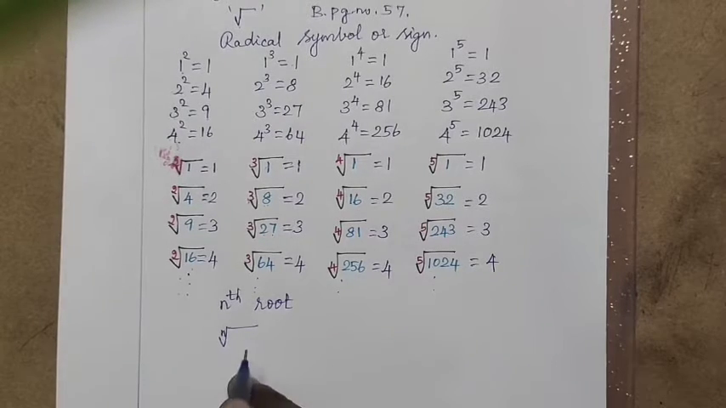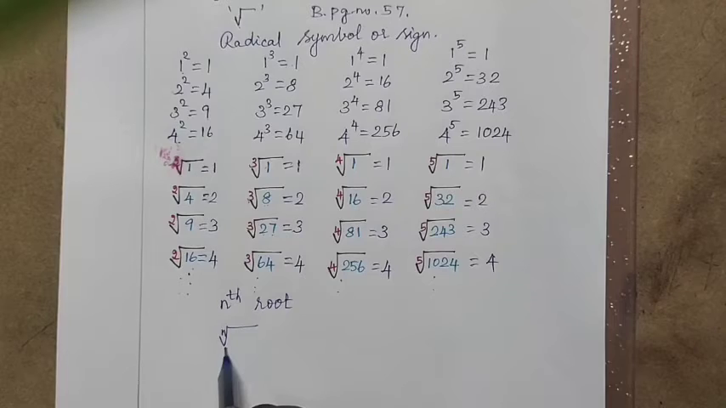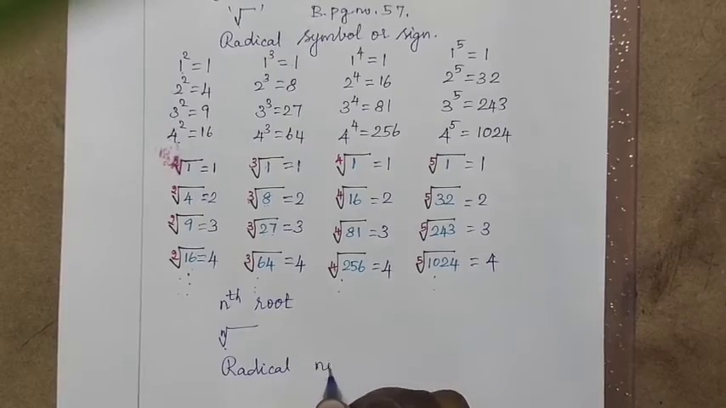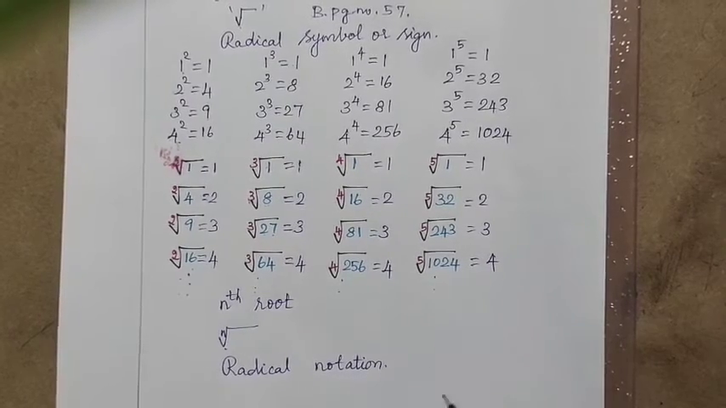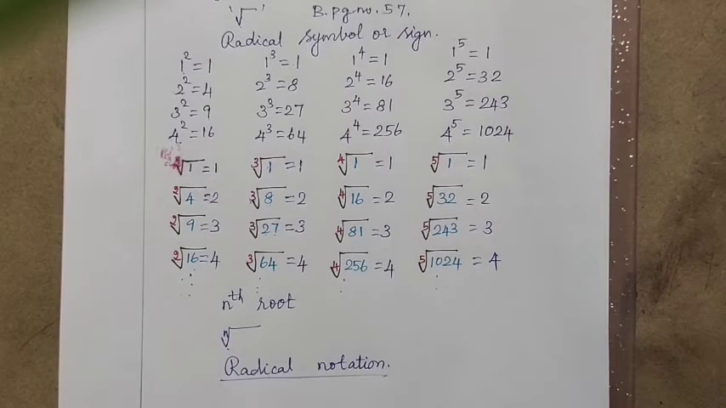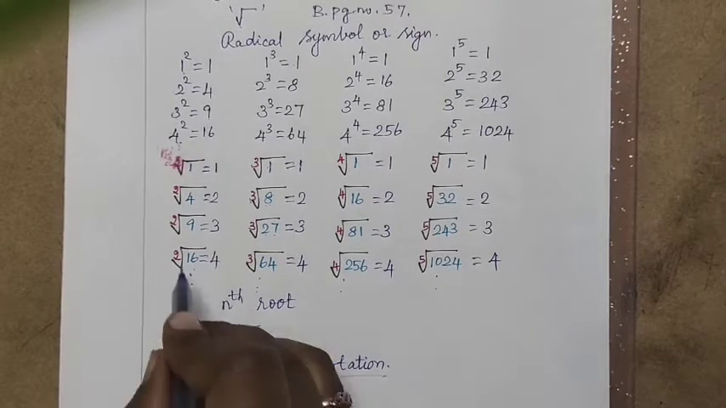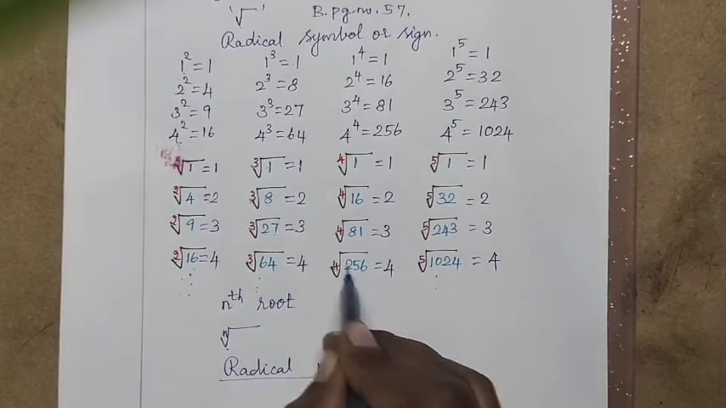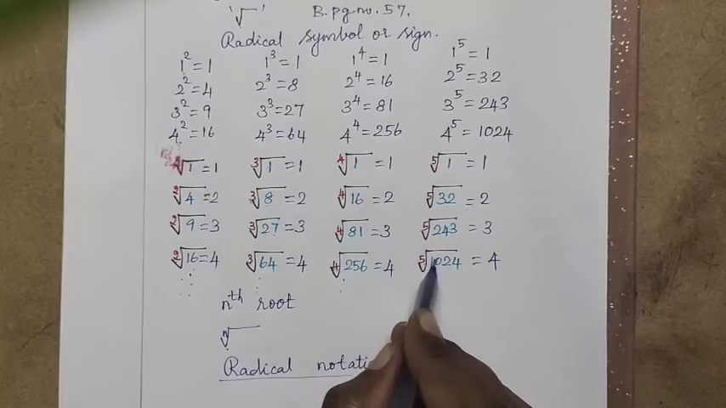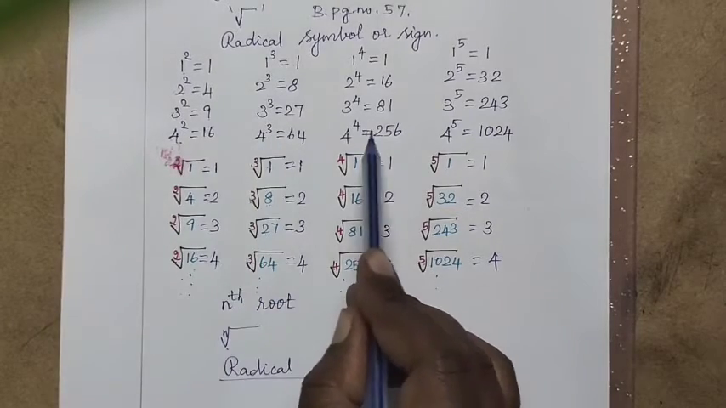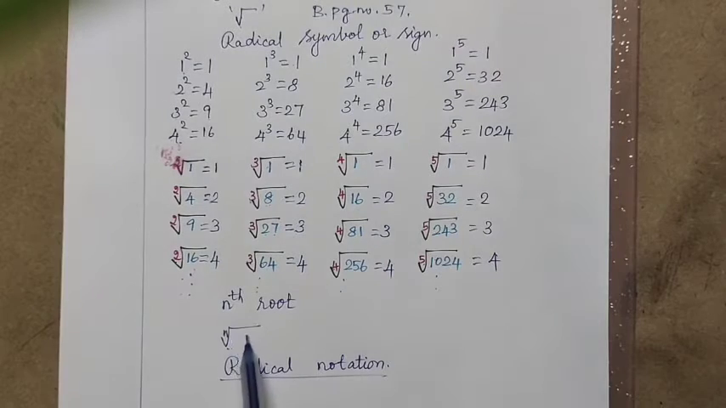If we write a number using this notation, it is called radical notation. This is our topic, today's topic. There are some conditions here. If we write like this, you see, nth root. So here, what is n? 2, 3, 4, 5. These numbers are n. Otherwise, it is a power. You see, these are called n.